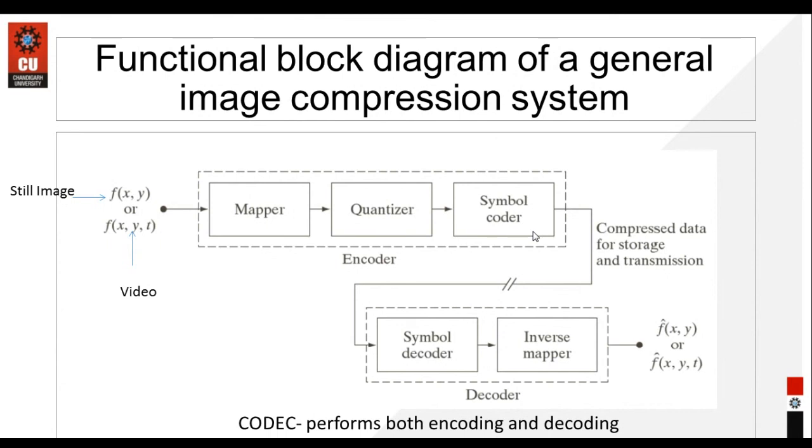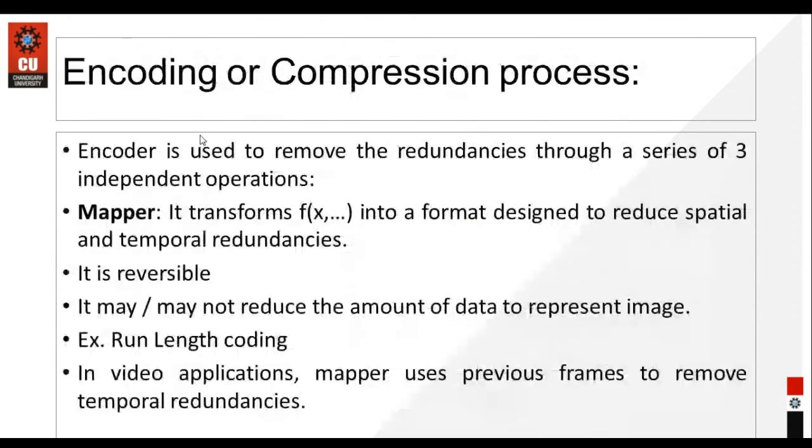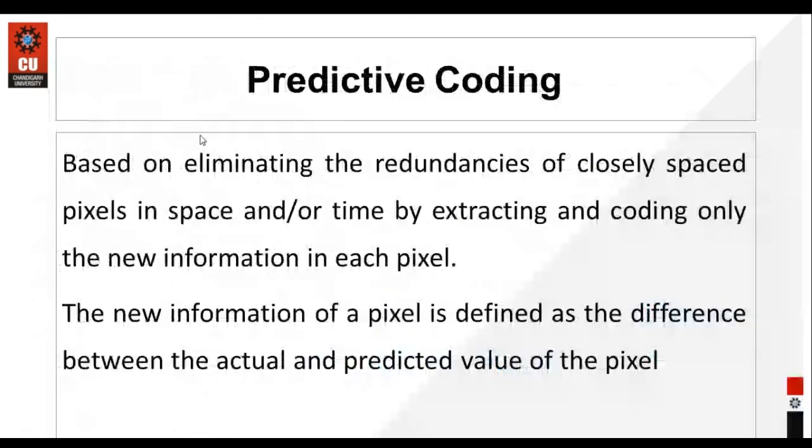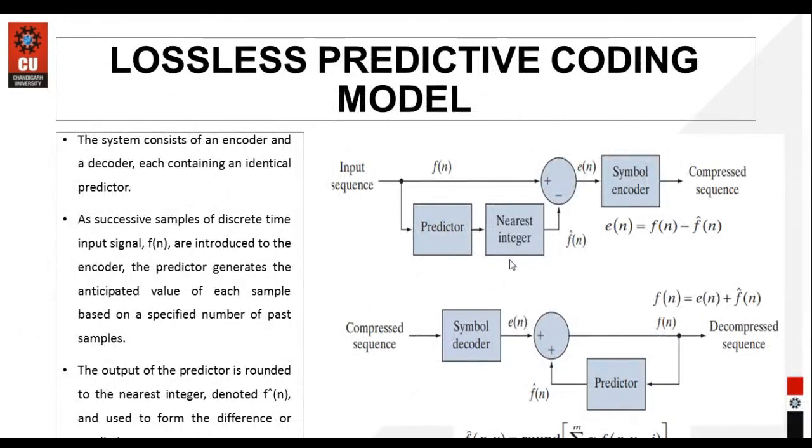Lossless means no information loss. And this mapper is being replaced by the predictor and nearest integer block. The predictor predicts the value of the pixel from the preceding samples. Nearest integer basically means whatever value I get as the output of the predictor, it may be a decimal value or any other value, so we have to round off the value to the nearest integer value. Rounding off the value is known as the nearest integer block.